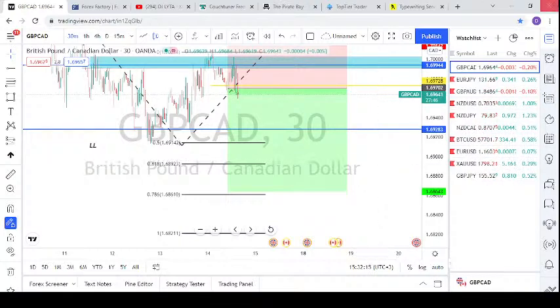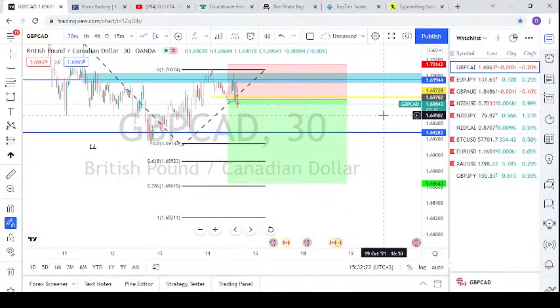Let me add one more position on it. Just have two positions, roughly risking 1% of my account. Yeah, can't complain. 142. Target.